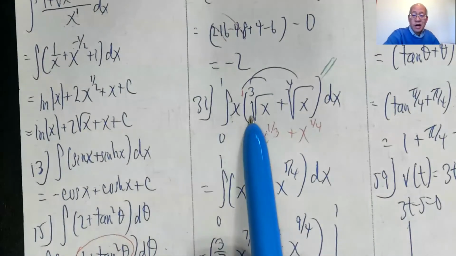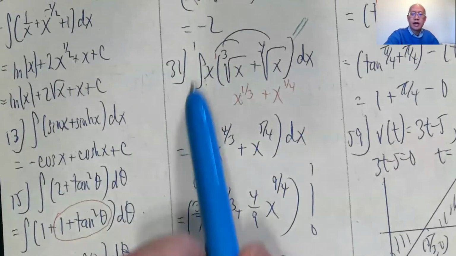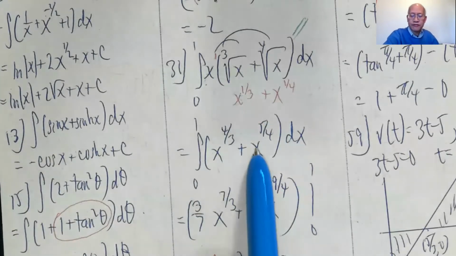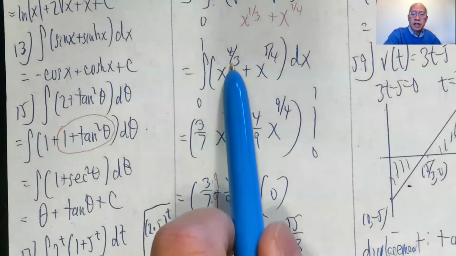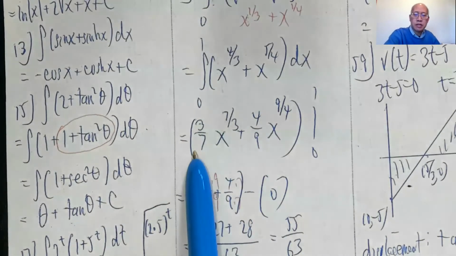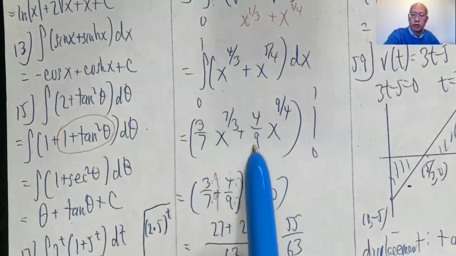31, definite integral. This is x to the 3rd, x to the 4th. So if I distribute, x times x to the 1/3 is x to the 4/3. X times x to the 1/4 is x to the 5/4. Okay, so power rule: x to the 7/3 divided by 7/3 means times 3/7. X to the 9/4 divided by 9/4 means times 4/9.